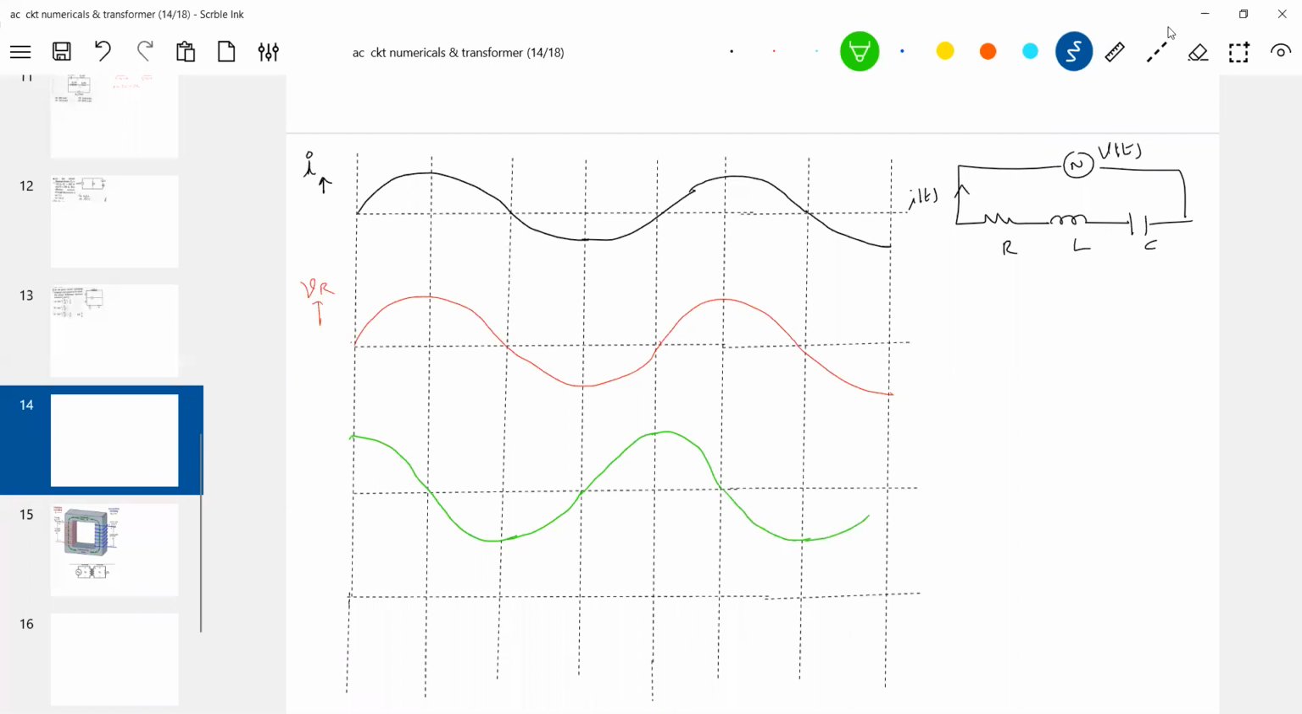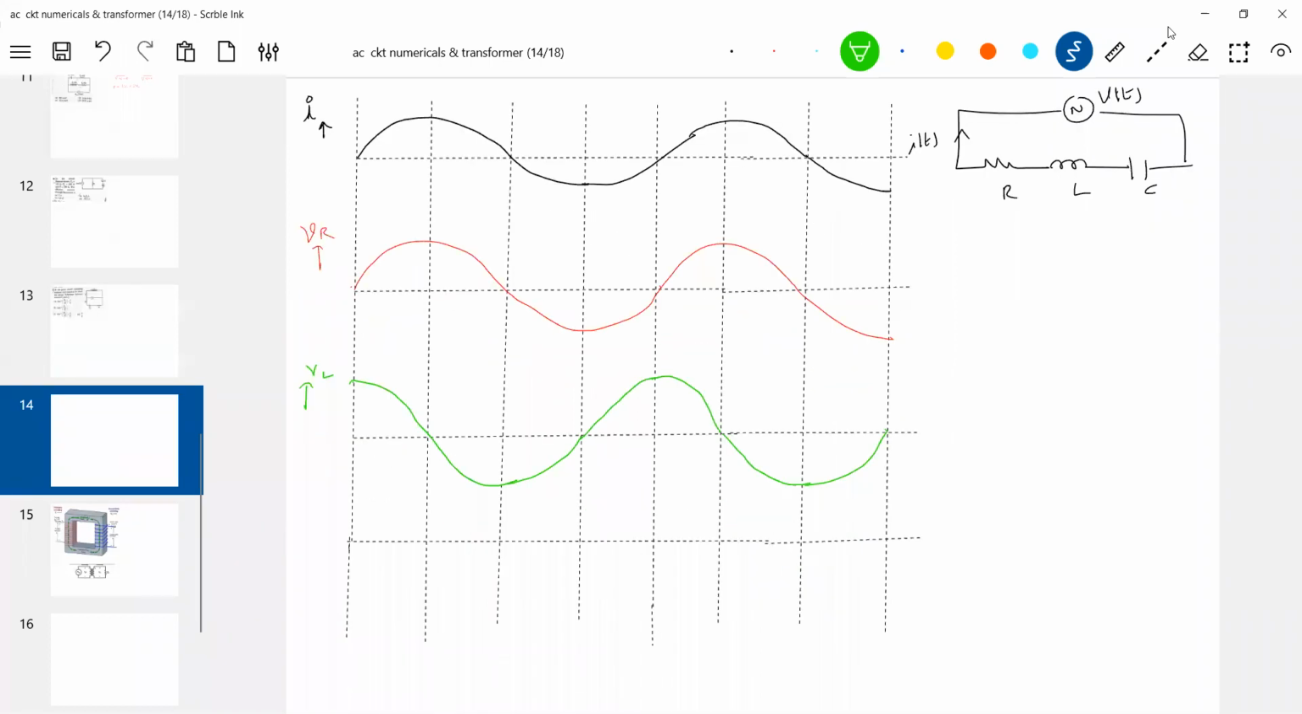Till now they didn't ask, but there is a possibility of asking. So this should be the VL. For the capacitor, what is the condition? Current leads the voltage. So this should be the VC.